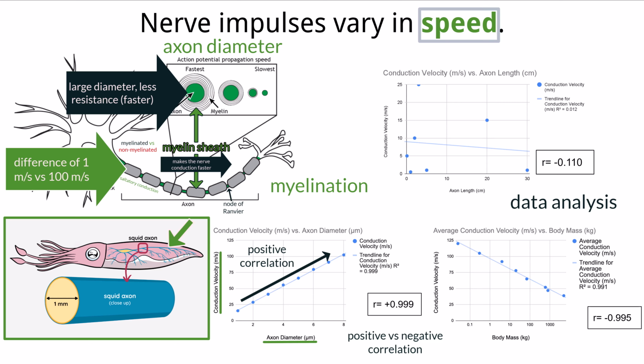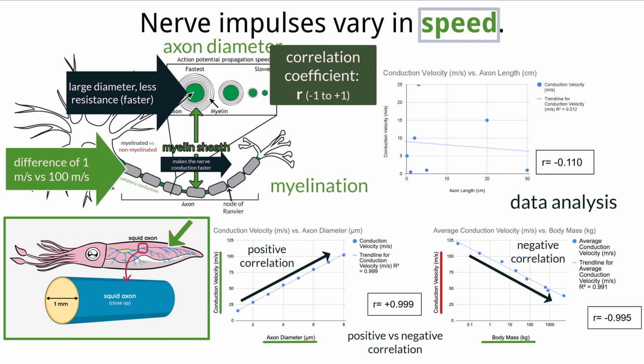A negative correlation, on the other hand, means that as one variable increases, the other decreases. For example, as the size of an animal increases, the conduction velocity decreases, showing a negative correlation between animal size and conduction velocity. To quantify how strong these relationships are, we use the correlation coefficient, also known as R. This value ranges from -1 to +1. A value of +1 indicates a perfect positive correlation. A value of -1 indicates a perfect negative correlation. A value near 0 means no correlation.